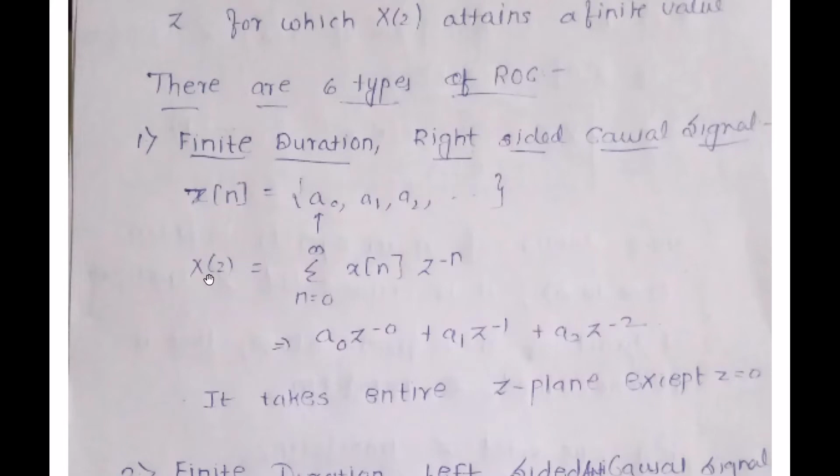One ROC is a finite duration right-sided causal signal in which we have x(n) given as a0, a1, a2, a3, and so on, in which a0 is the first value. Hence you're starting from 0 to infinity, x(n) z raised to minus n. Hence I have a0 z raised to minus 0, a1 z raised to minus 1, a2 z raised to minus 2, wherein my X(z) will be the complete z plane except z equal to 0.